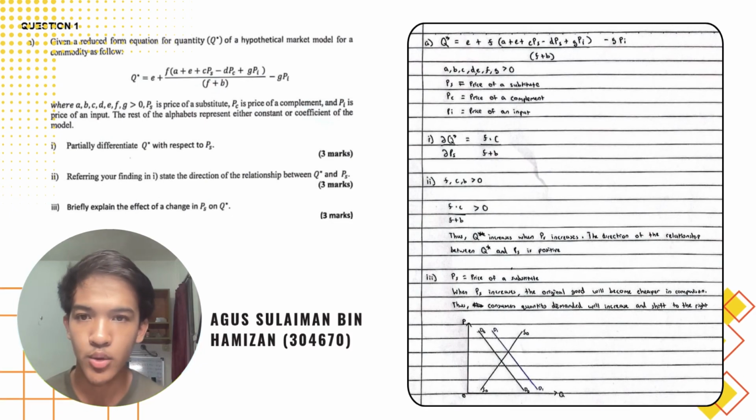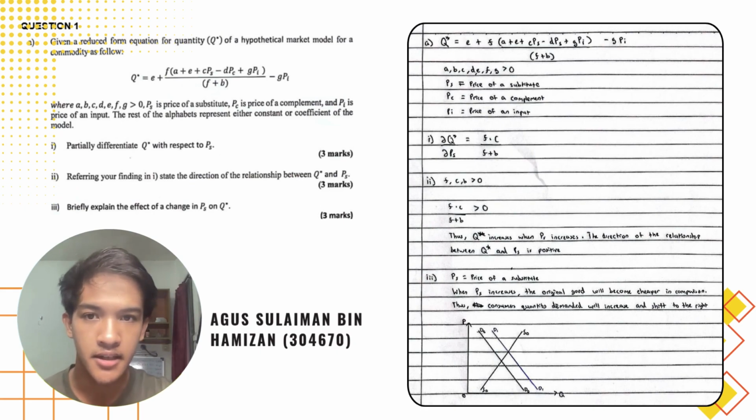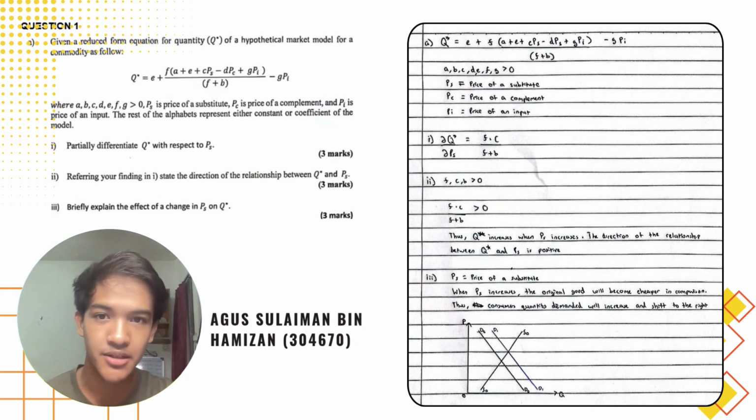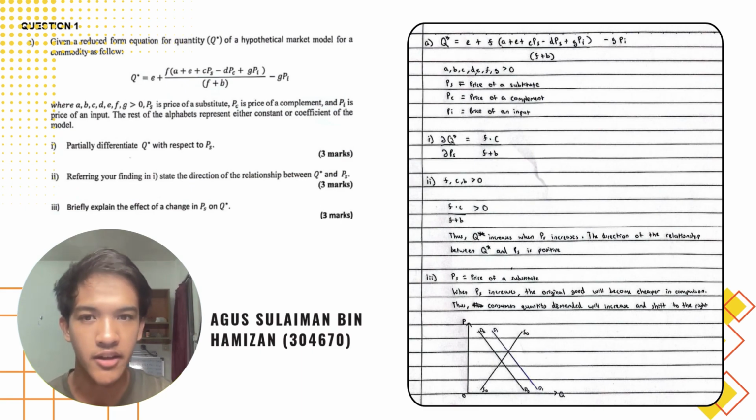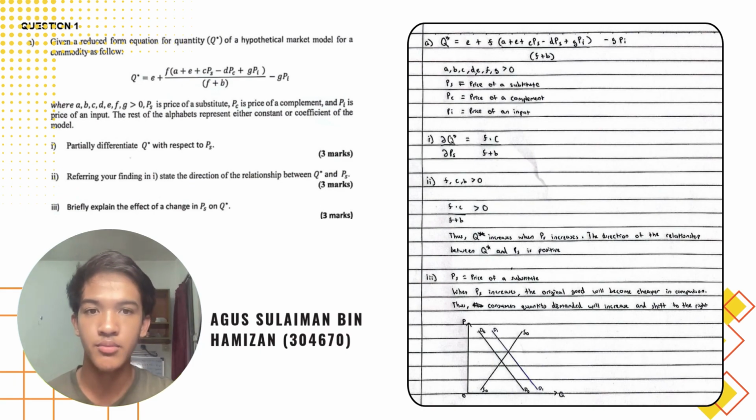Firstly, we'll be looking at question 1. We're given a formula where Q equals E plus F in brackets A plus E CPS minus DPC plus GPI close bracket over F plus B minus GPI. We have the conditions A, B, C, D, E, F, G are more than 0. PS is the price of the substitute, PC is the price of the component, and PI is the price of an input. So question 1 asks to partially differentiate Q with respect to PS.